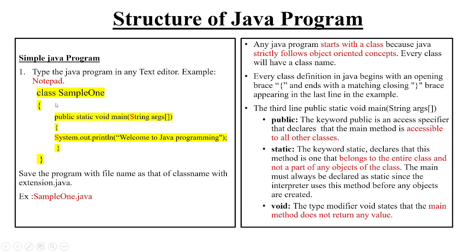The definition of a class begins with an opening brace and closes with a closing brace. Within this begin and end are the executable statements, and here we have presented public static void main, and within that String args. First let me explain what public is. Public means this is accessible to all other classes. That is the reason why we have used the keyword public. So public is an access specifier.